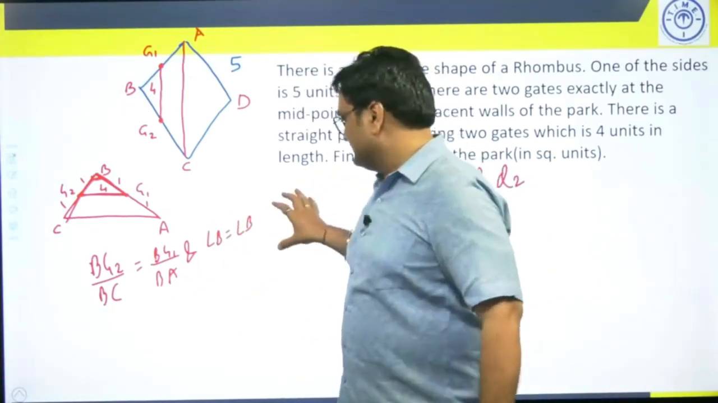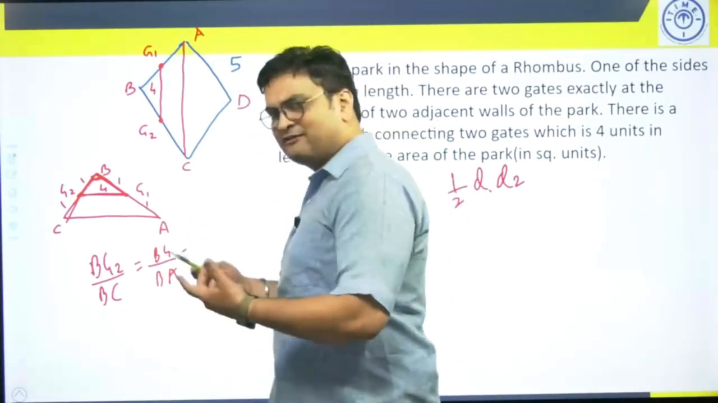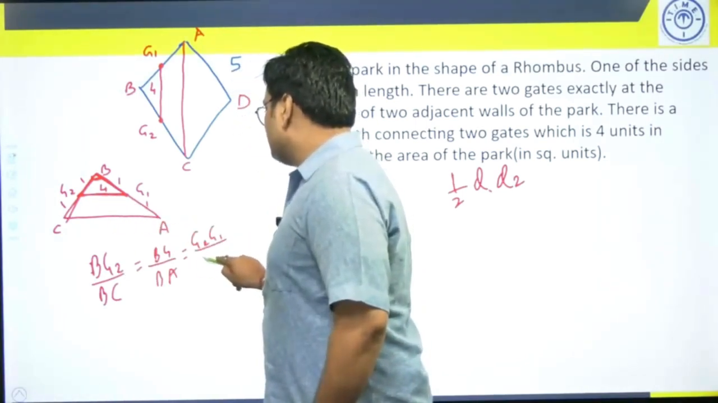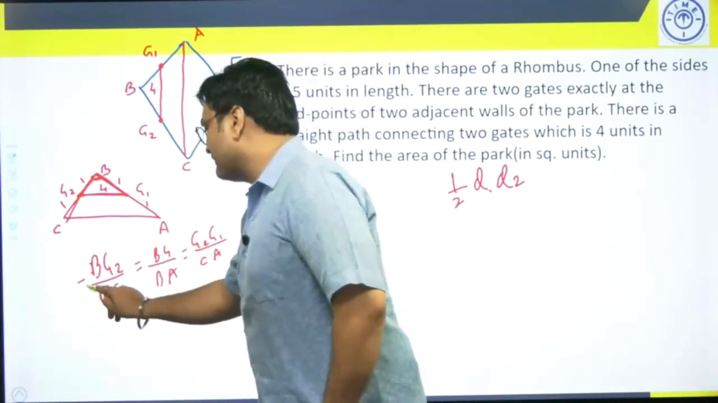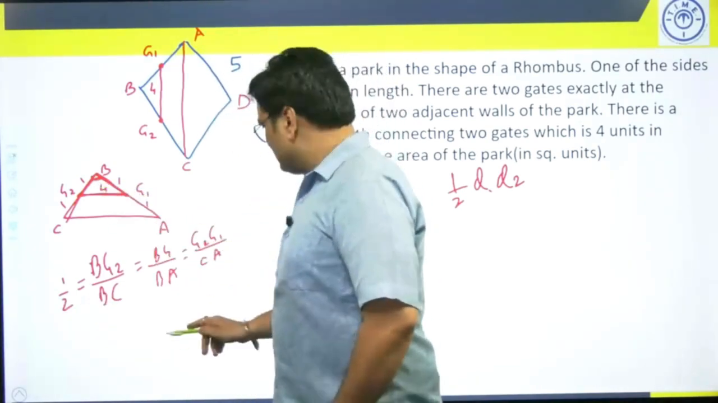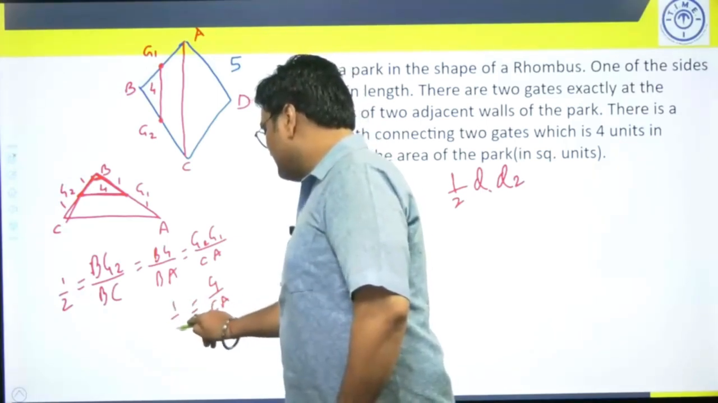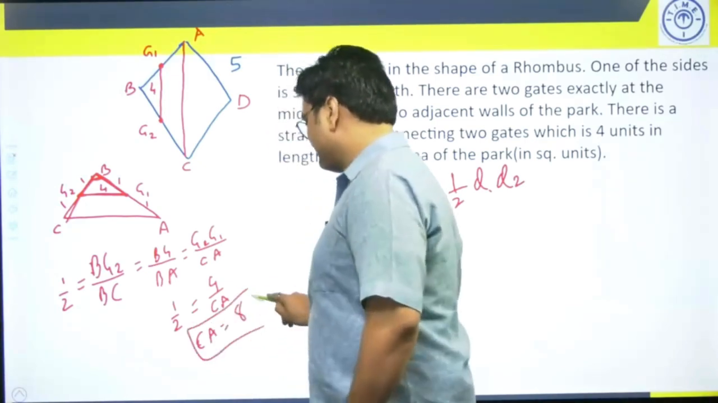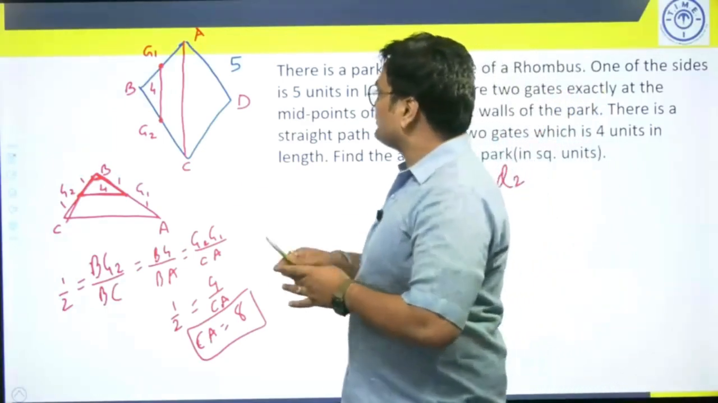Now if they are similar, can I say the ratio of the sides will be equal? So that means G to G1 by CA should also be the same as this. And what is BG2 by BC? It's 1 by 2. Now what is G to G1? It's 4. So 4 by CA is 1 by 2, you will get the length of CA. So CA will be 4 into 2, which is 8. So this way you get the length of one of the diagonals, CA, as 8.